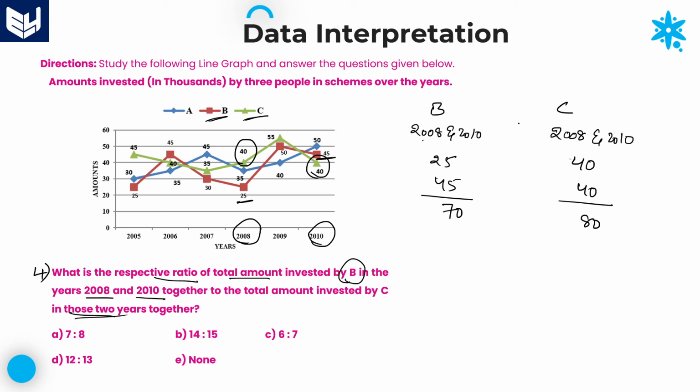Now, according to the question, you need to take the ratio of these two. Ratio of these two, that is 70 is to 80, which is nothing but 7 is to 8. 7 is to 8 is the required answer for this question. So among the options, option A is the right answer for this question, option A.